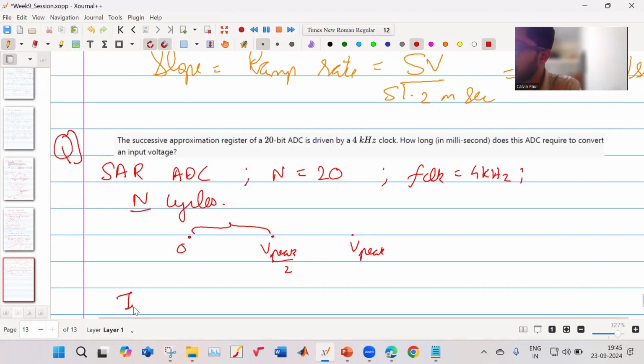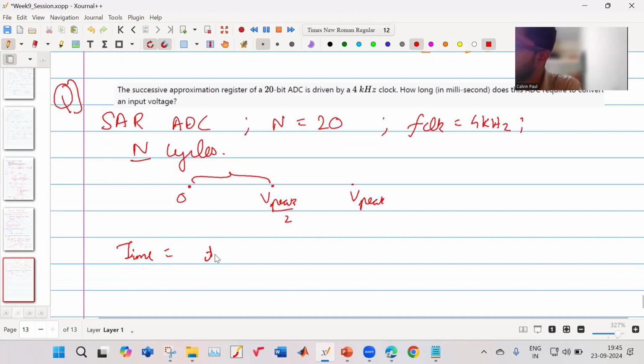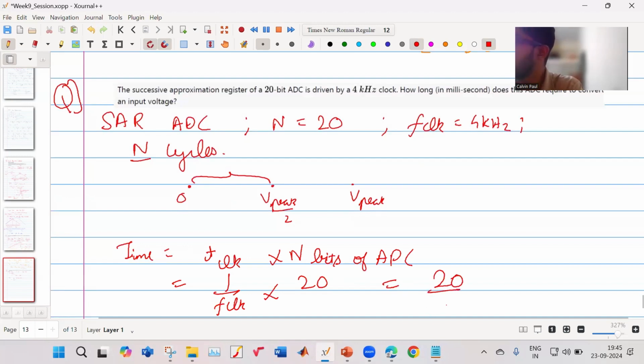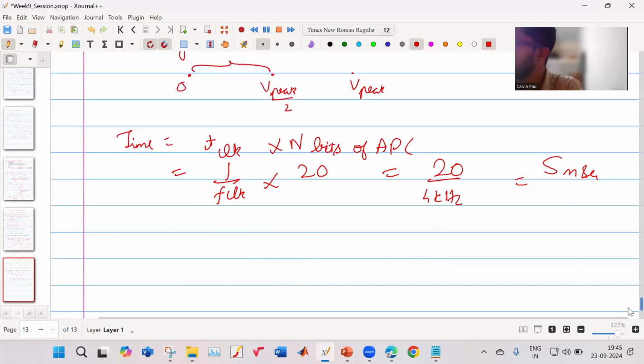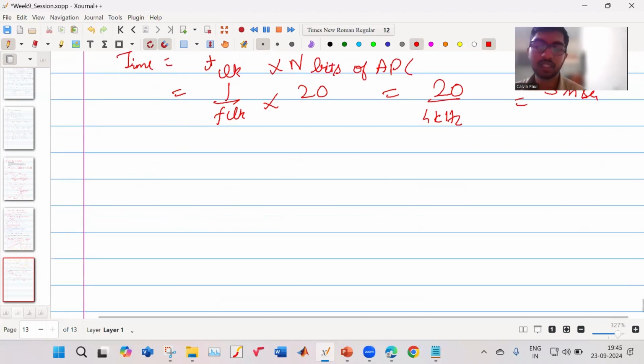So the time which it requires to convert will be equal to T clock into the number of bits of the ADC. What is your T clock? It is 1 upon F clock, into 20. So 20 divided by 4 kilohertz, that is 5 milliseconds. So this is for the successive approximation register ADC. Now you will check another question.